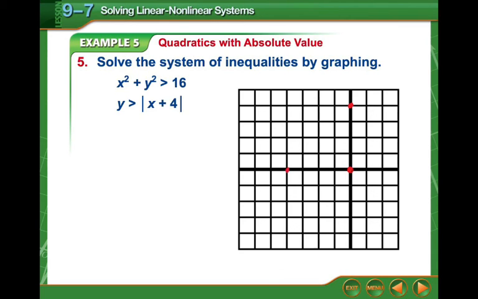I don't know why I set up the graph this way, but it's cut off to the left, off to the right there. But it's all right. It's also a greater than, so it's a dotted line. So there's our dotted line circle, and greater than means everything outside of that circle is going to be shaded.